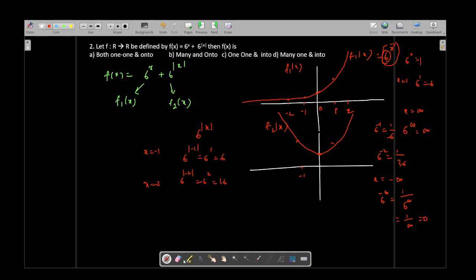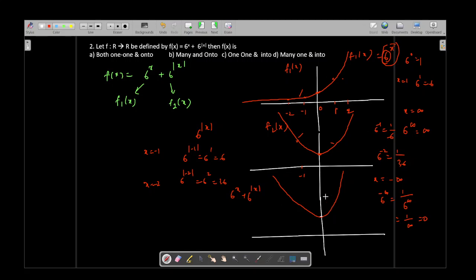Now if I add these two, on the right side you should get more positive values like this, because both are positive. When you add two positive values, you get a bigger positive value. And here also in the negative axis, all the values are positive. So this is also positive, this is also positive. So this is how 6 power x plus 6 power mod x looks.